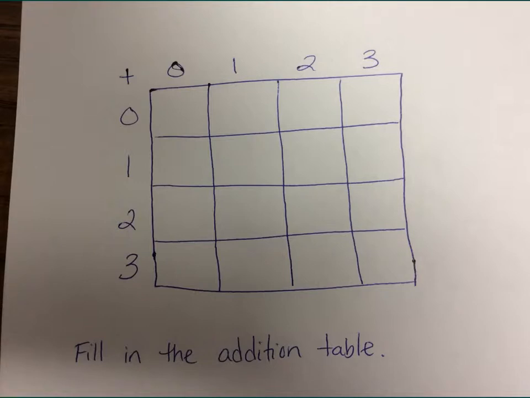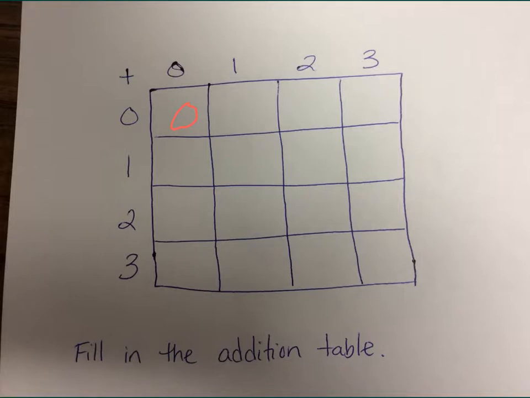Let's fill in some of these missing numbers. If I look in the upper left corner and I want to fill in a sum for this box, I have to look at the row it belongs to as well as the column. This box is in column 0 and row 0. That tells me I have to add 0 plus 0. I know that 0 plus 0 is 0, so I'm going to fill in a 0 here.